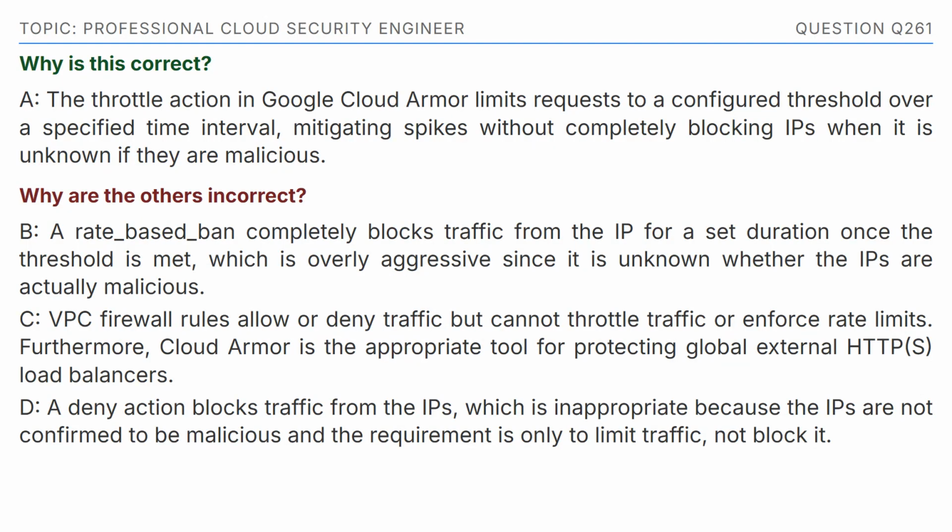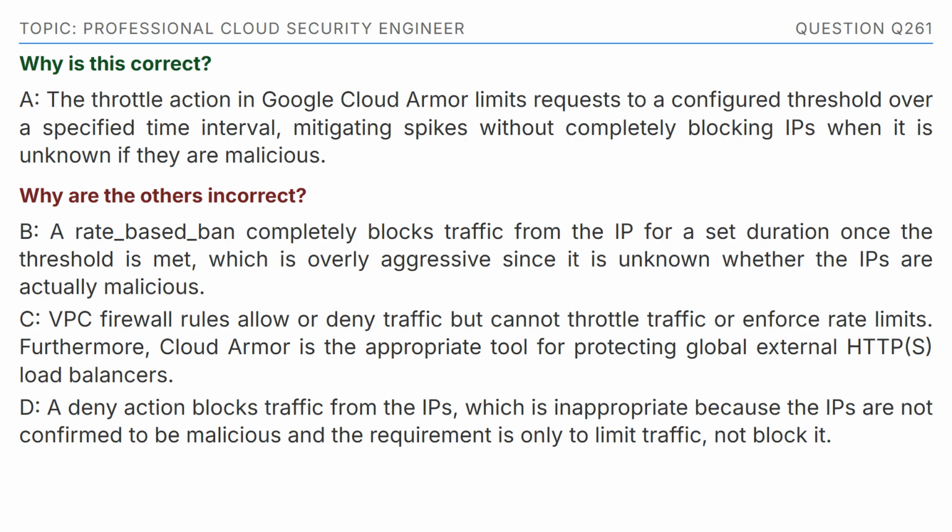A. The throttle action in Google Cloud Armor limits requests to a configured threshold over a specified time interval, mitigating spikes without completely blocking IPs when it is unknown if they are malicious. Why are the others incorrect? B. A rate_based_ban completely blocks traffic from the IP for a set duration once the threshold is met, which is overly aggressive since it is unknown whether the IPs are actually malicious.